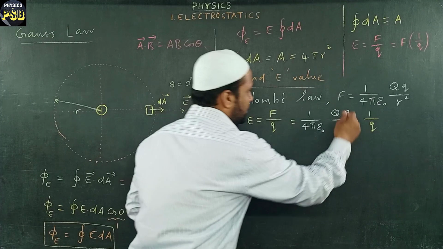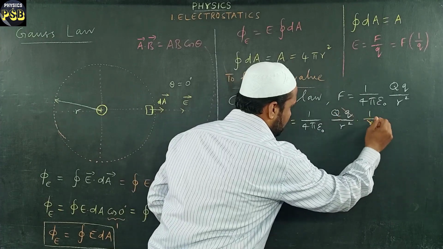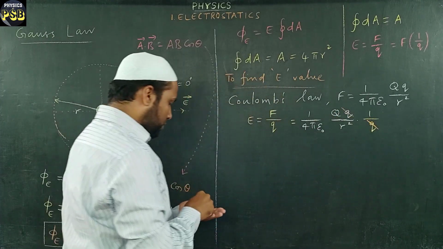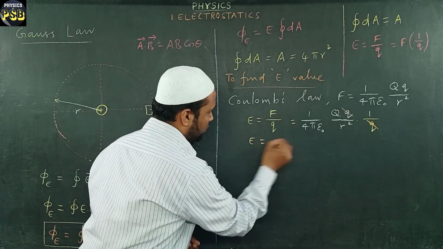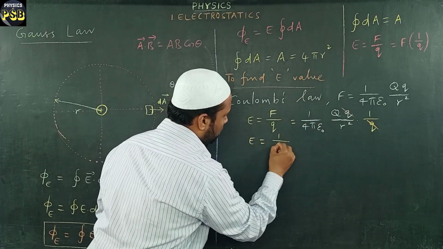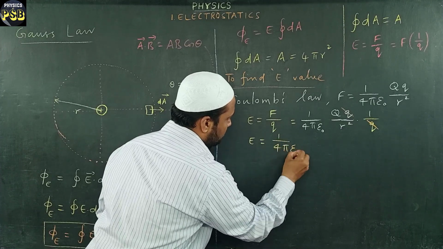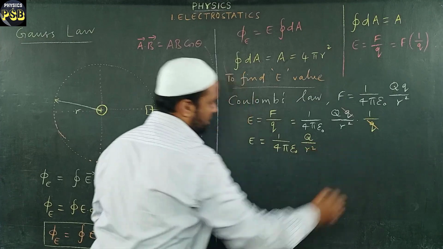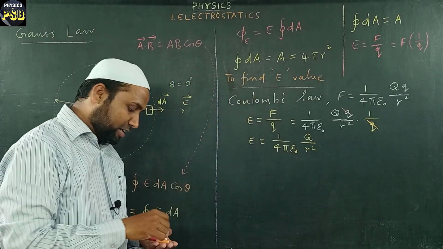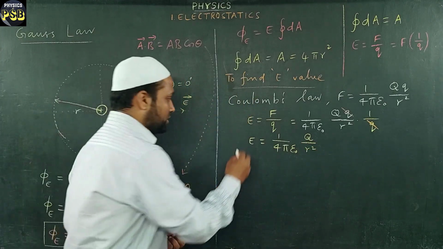Then the similar terms get cancelled here, and what remains is nothing but E. Here E is equal to 1 upon 4 pi epsilon naught, capital Q upon r squared. This is the electric field. I box this.